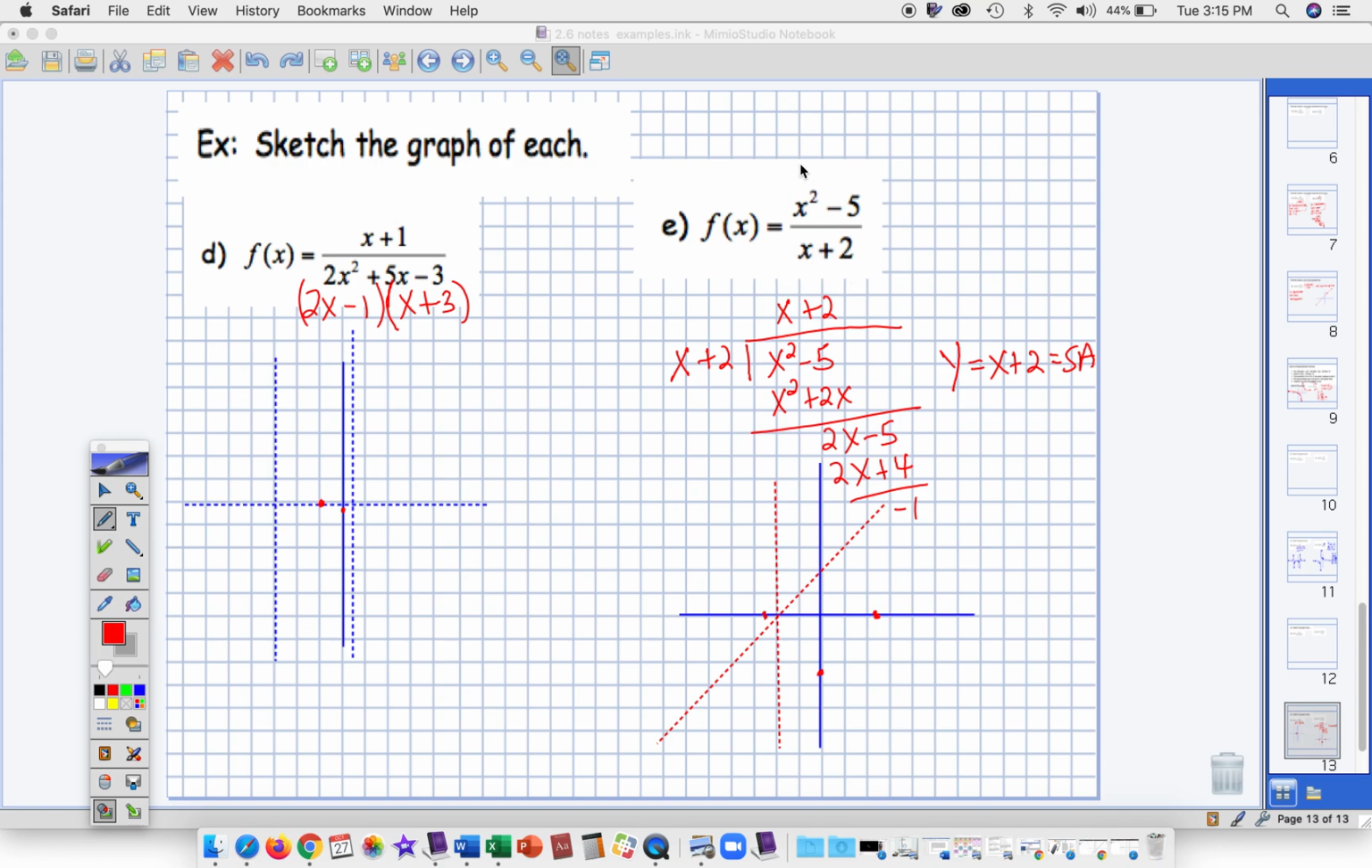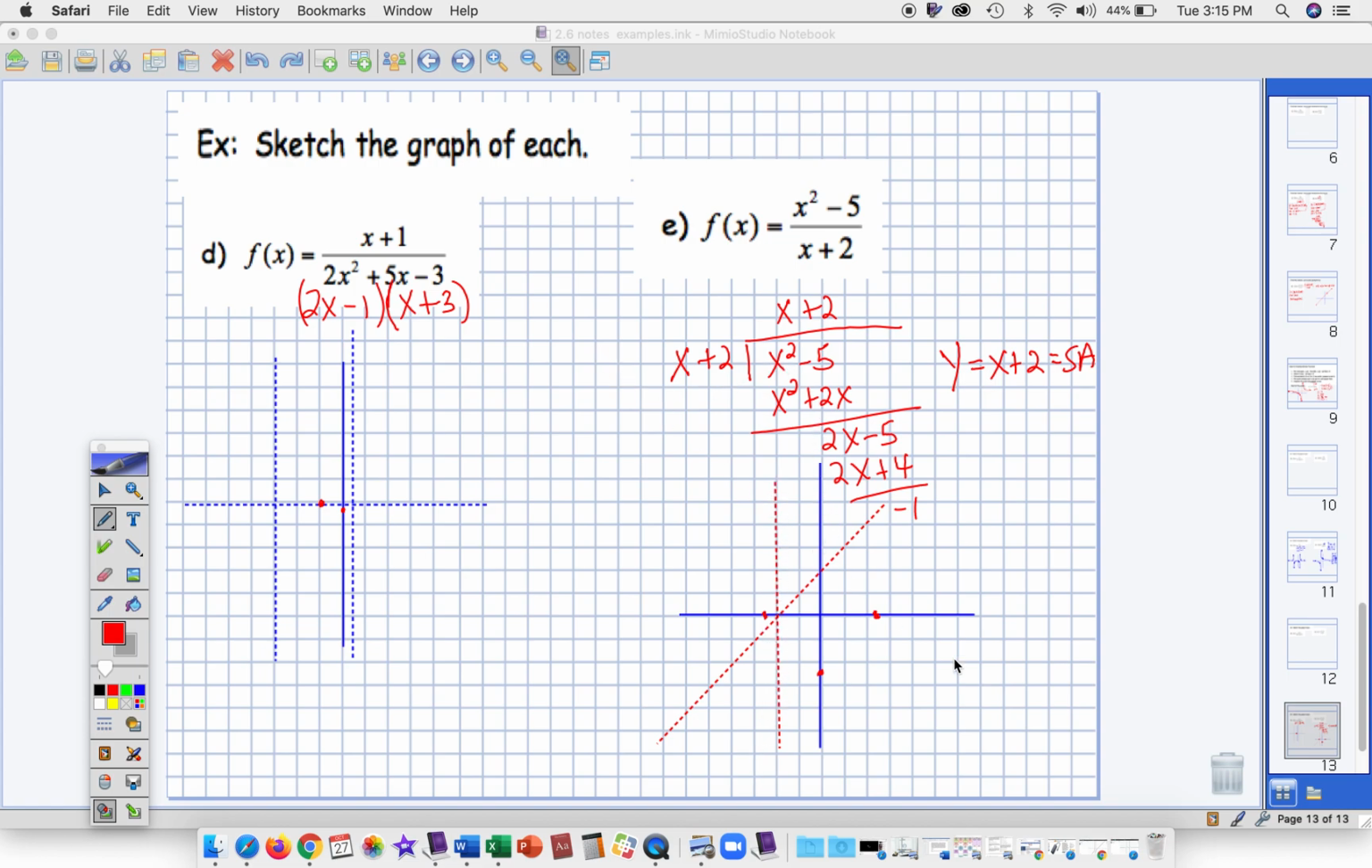For letter E, the numerator has higher degree than the denominator, so we're going to have that slant asymptote. I came up with y equal to x plus 2 for the slant asymptote. There it is. We have a y-intercept of -2.5, x-intercepts of plus or minus √5. Okay, that's what these points are here. Okay, vertical asymptote at x equal to -2.